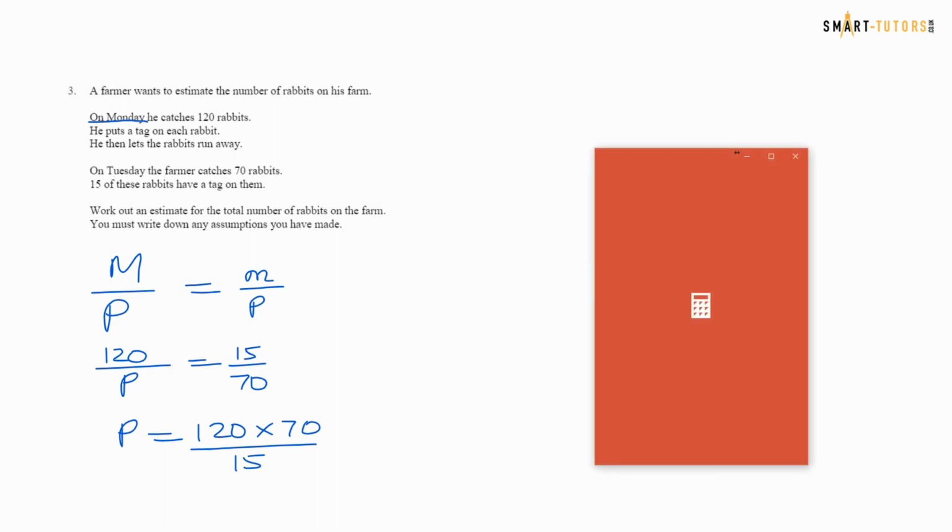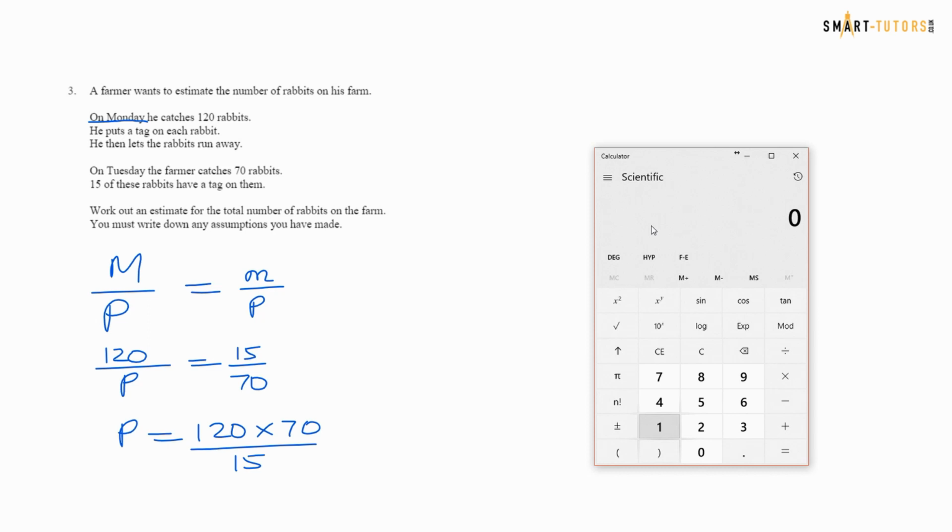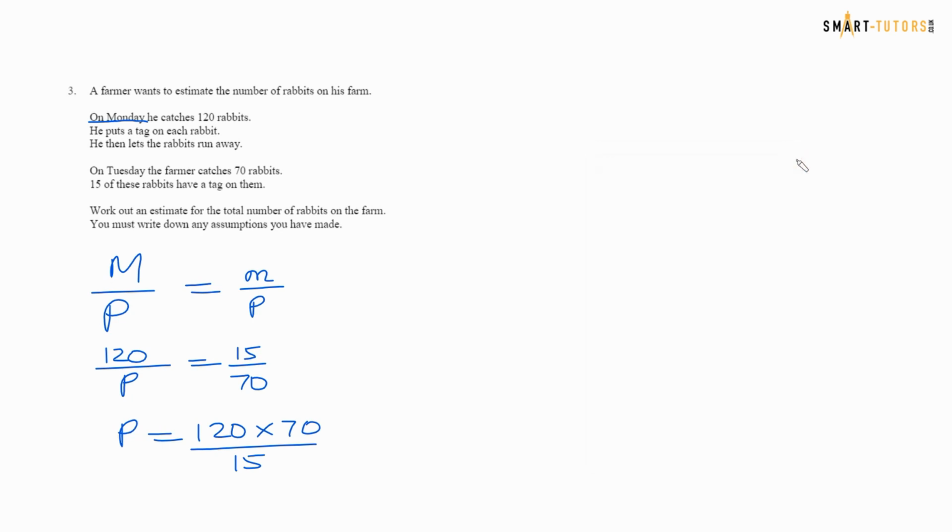So let's work out the answer for this one. 120 times 70, divided by 15, is 560. So 560 is the population of the rabbits, right? And you must write down any assumption you have made.